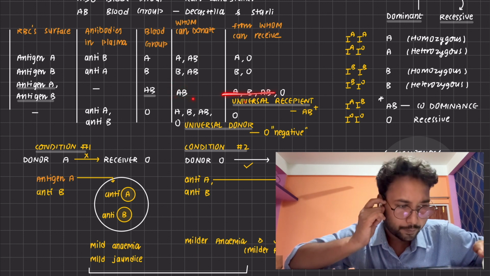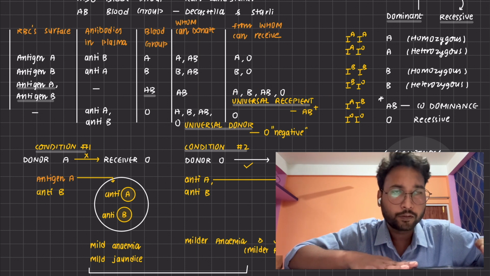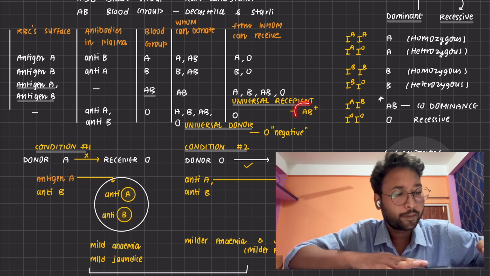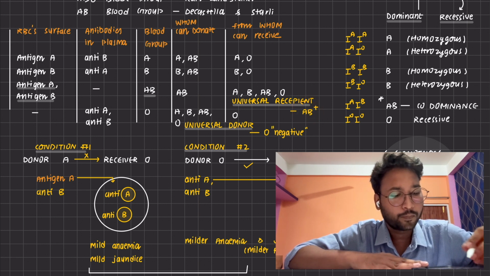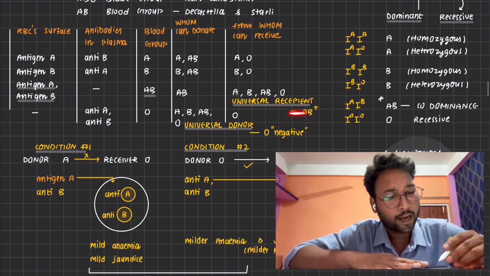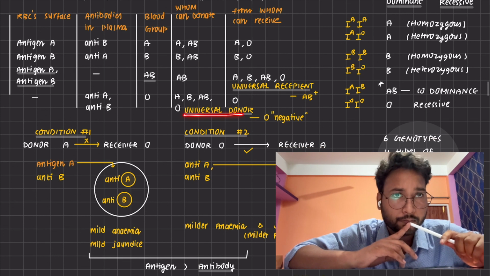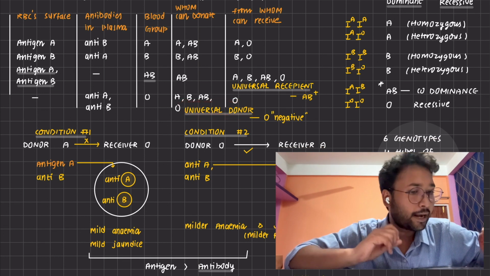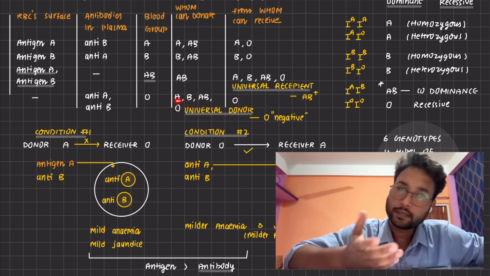If a patient has O blood group, it can donate to A, B, AB, and O. Why can it donate to so many blood groups? Because the patient with O blood group has no antigens on its RBC surface, right? Further, let's move on. From whom can we receive? Same question.